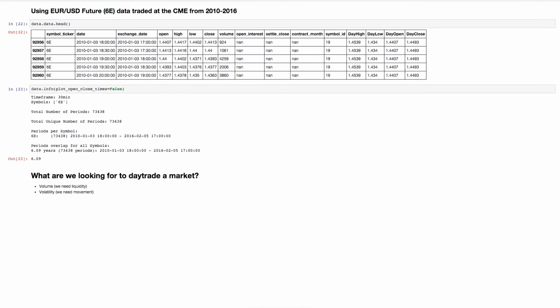So I had a look at the Euro-US dollar future traded at the CME and had a look at the data of the last roundabout 6 years. Took the price data and created 30-minute time spans out of it. So each one of these represents 30 minutes of trading. Got the open, high, low, close and the volume.